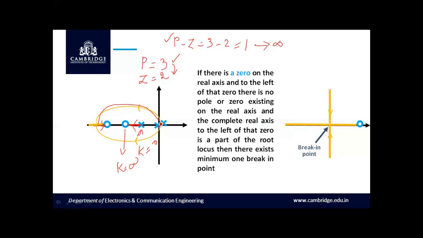So out of 3 poles, 2 of the poles have been terminated at open loop zeros, and the rest of the p minus z, that is the rest of the pole, will try to break away, and then it breaks in and then try to reach infinity. So we have justified with rule number 2.